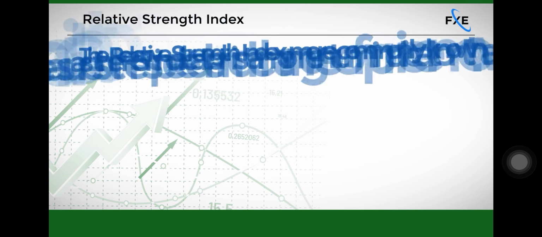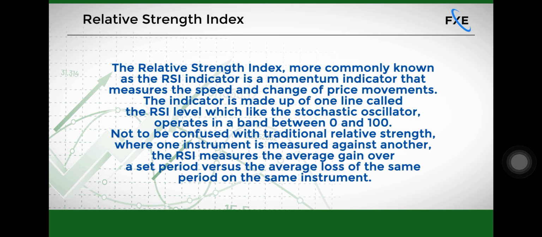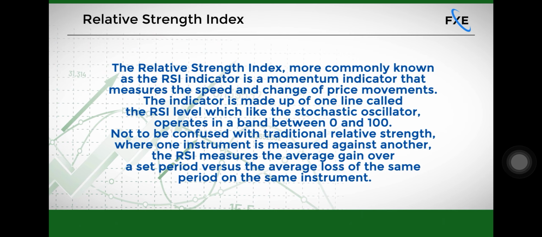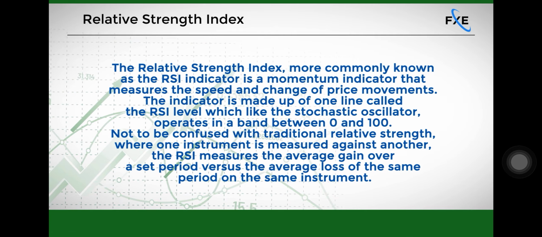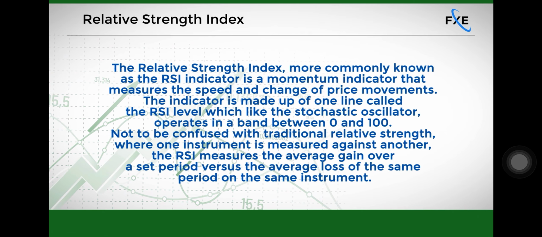The Relative Strength Index, more commonly known as the RSI indicator, is a momentum indicator that measures the speed and change of price movements. The indicator is made up of one line called the RSI level, which, like the stochastic oscillator, operates in a band between 0 and 100. Not to be confused with traditional relative strength, where one instrument is measured against another, the RSI measures the average gain over a set period versus the average loss of the same period on the same instrument.